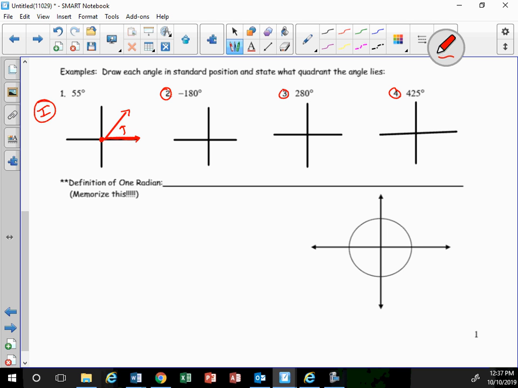All right, Chris. Let's look at these. So negative 180. So there's my initial side, right? Where's the terminal side? That's the other way, right? Oh, maybe. It's over there, okay? To show that it's negative 180 and not positive 180, make sure you put your little arrow in that it's going negative, okay? Don't forget your arrows.